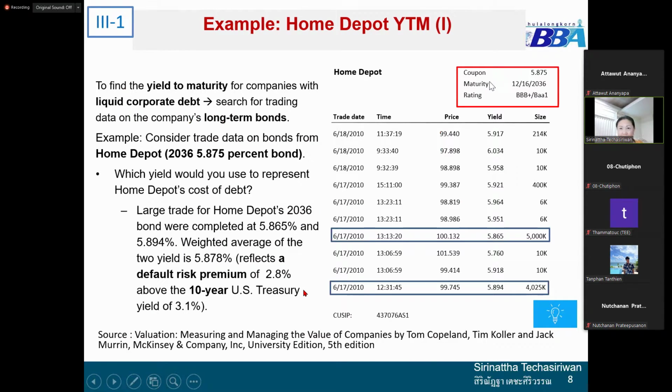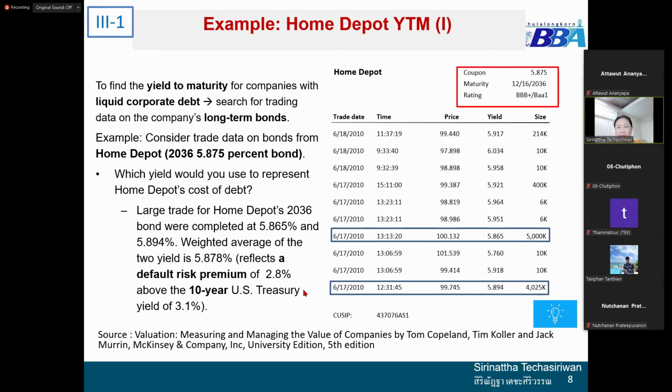This Home Depot issue, BBB rated, was issued a long time ago, maturing in 2036. The coupon rate is 5.875, which is quite high compared to the return that you can receive from a BBB rated bond at this moment. Nowadays for a BBB rated bond, I guess you will receive about 3.5, at maximum no more than 4%.